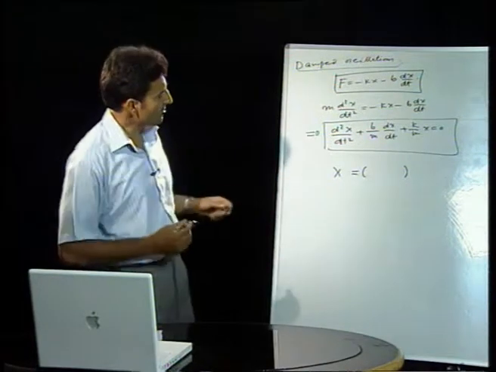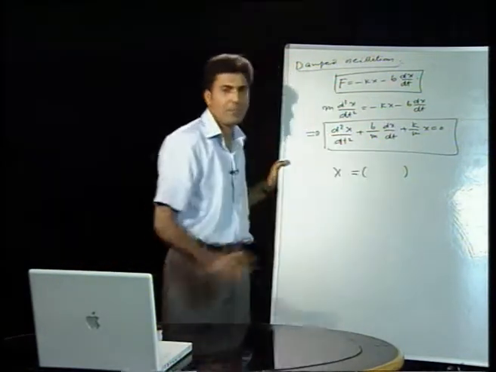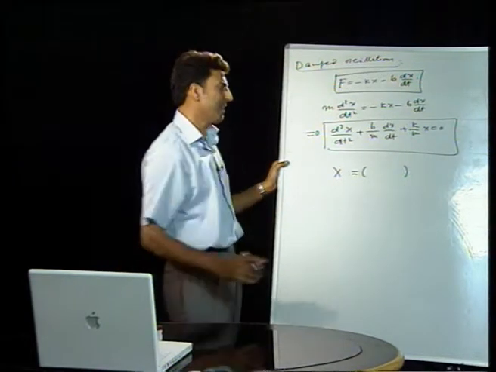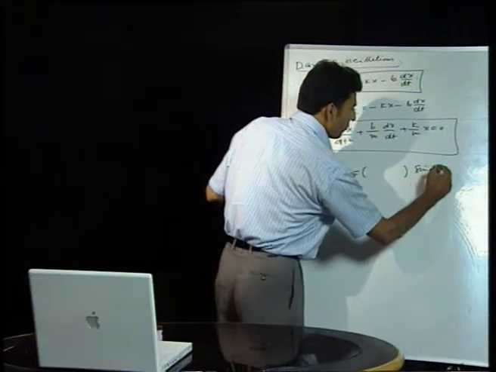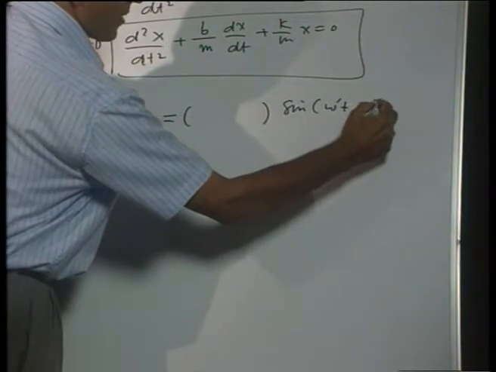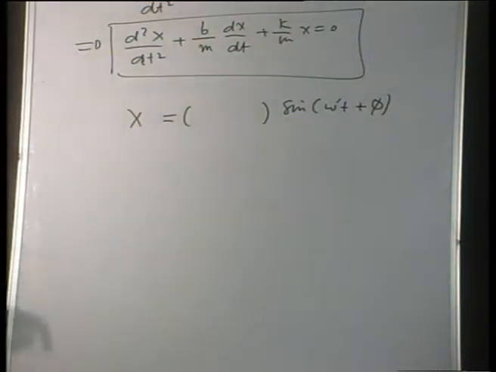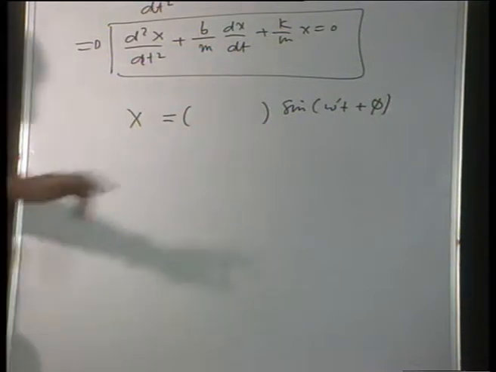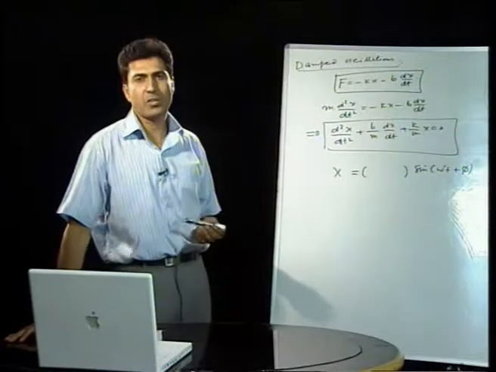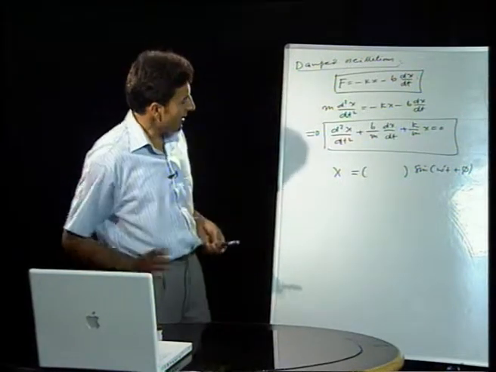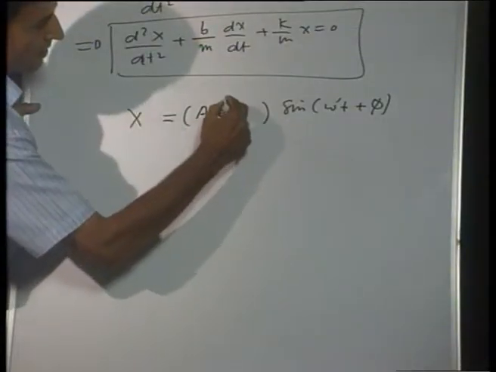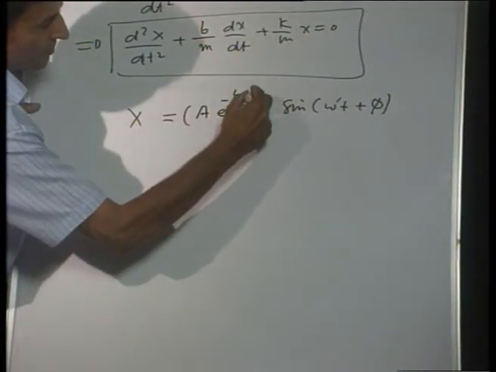So here, this amplitude, which is obviously a function of time, is again simple harmonic. So here I will write sine of omega prime t plus phi, because omega I have reserved for free oscillations. Omega prime is the frequency of damped oscillations. So here the amplitude can be written as A e^(−bt/2m).